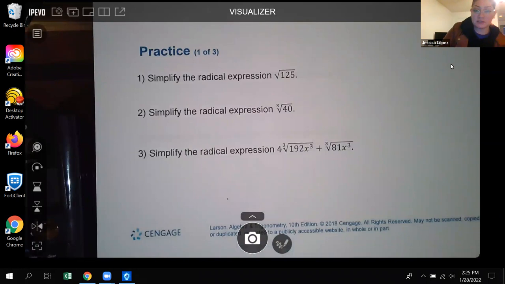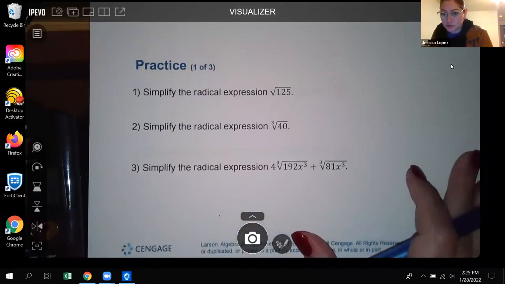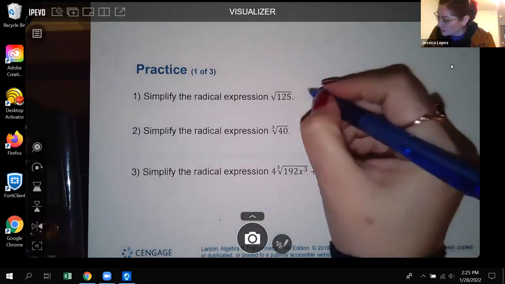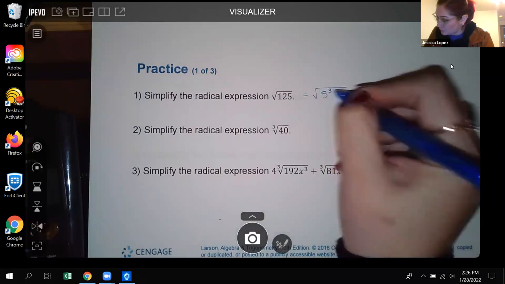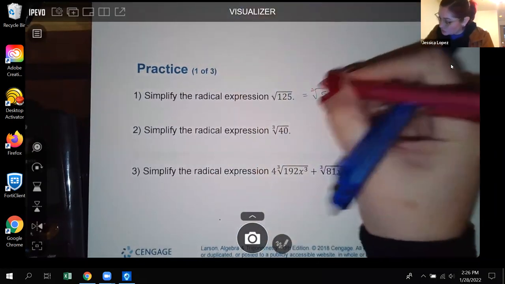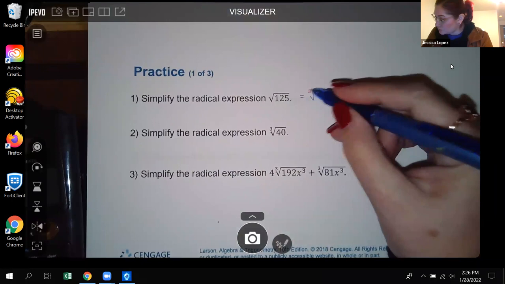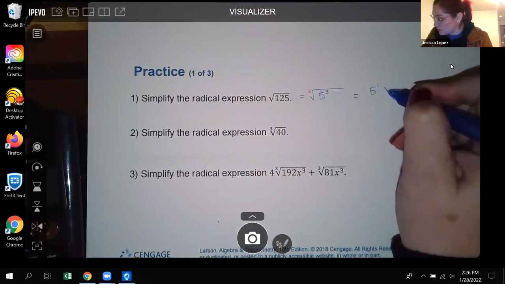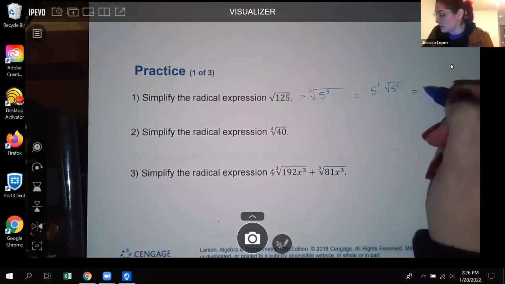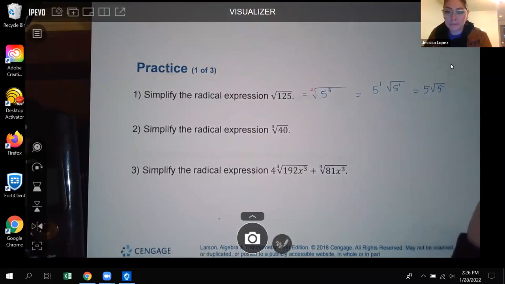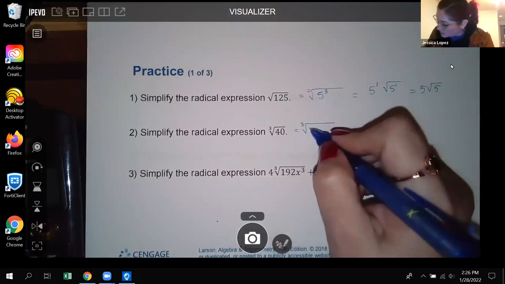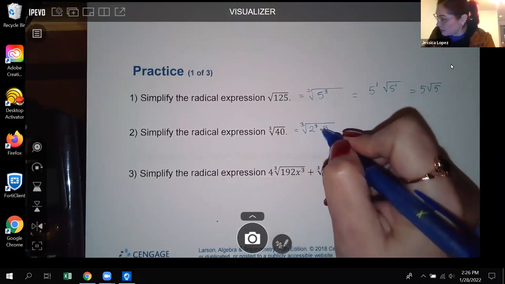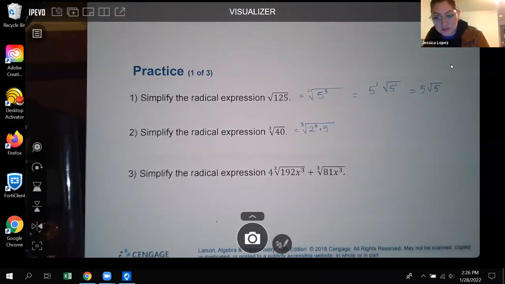Okay, so we have some practice problems in this section. So the square root of 125, if you write 125 in its prime factorization, you get 5 to the power 3. The index here is 2. So 2 goes into the 3 once with 1 left over. And so the answer is just 5 times the square root of 5. Now here you've got 40. So 40 is 2 to the power 3 times 5. Again, the more of these that you do, the more you'll be able to memorize them.